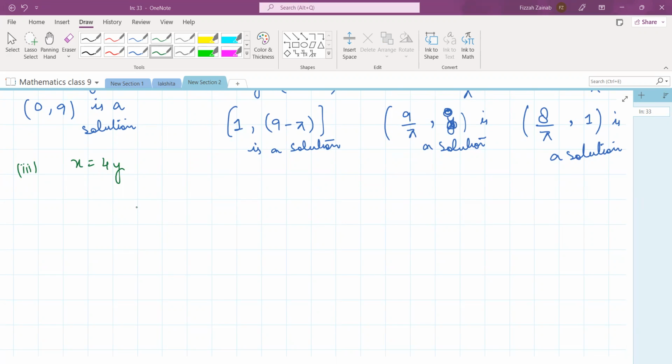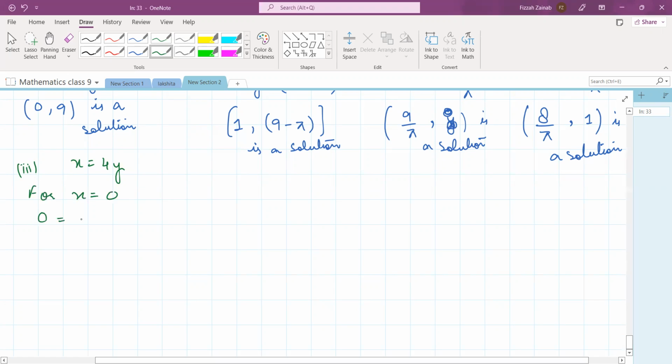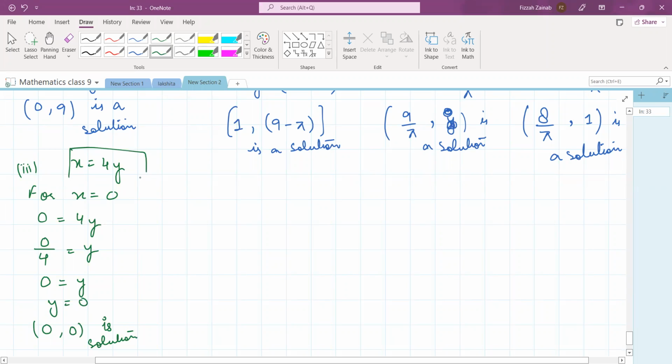Right. Now you don't have a constant in this equation, right? So it's x is equal to 4y. So again, let us start by keeping x is equal to 0. So for x is equal to 0, what do you get? So you get 0 is equal to 4y, right? So 0 divided by 4 is equal to y, correct? So 0 is equal to y, or you can say y is equal to 0. So that means (0, 0) is a solution. Understood? In this equation, both sides you put 0, so you get 0 is equal to 0. Right?